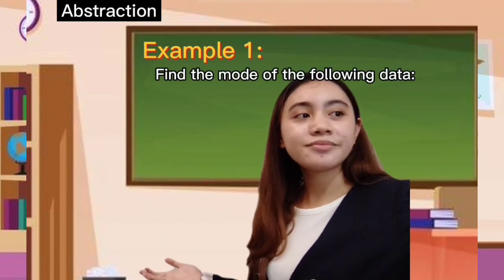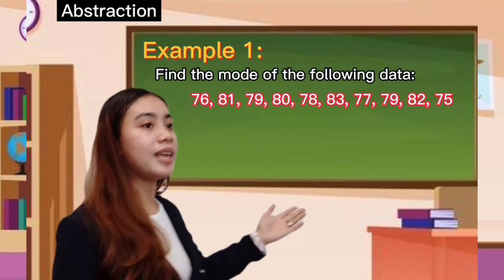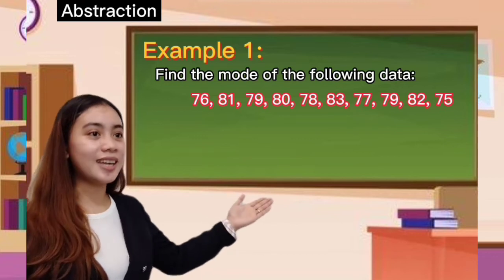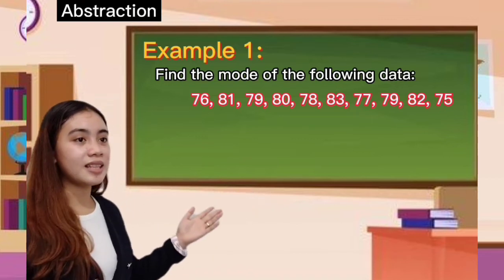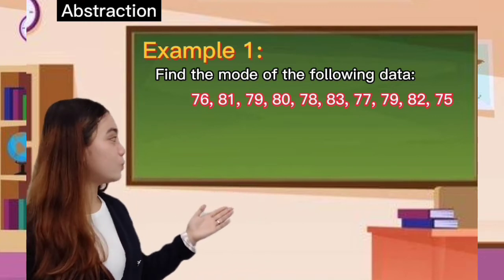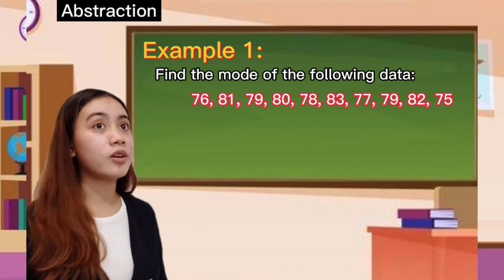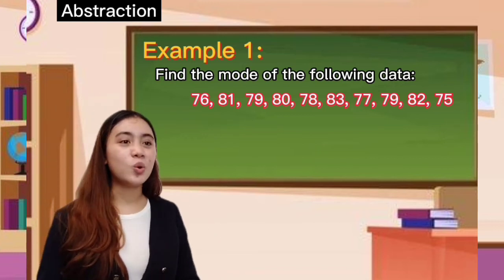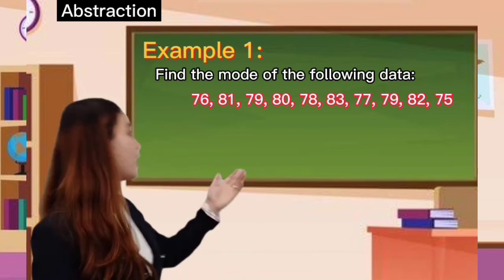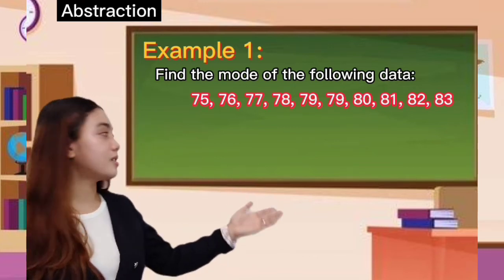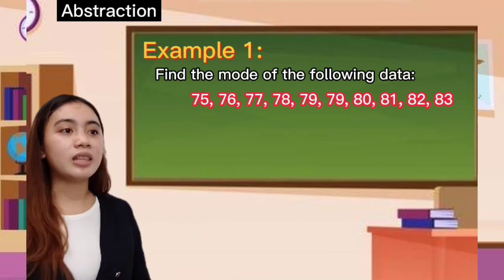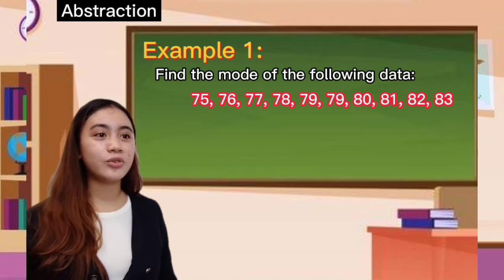So here, find the mode of the following data. We have here the data: 76, 81, 79, 80, 78, 83, 77, 79, 82, and 75. Again, what are we going to do first? Very good. We are to arrange the data in ascending or descending order. So we have here 75, 76, 77, 78, 79, 79, 80, 81, 82, and 83.